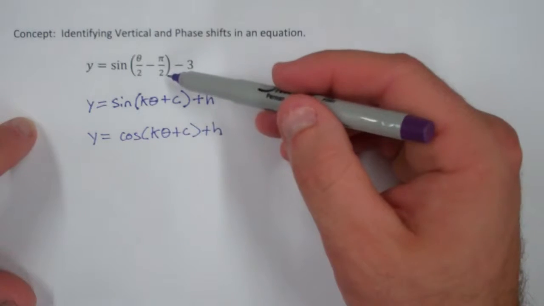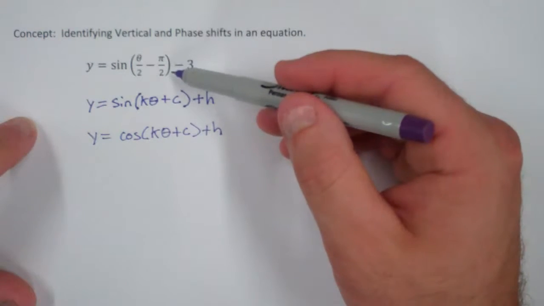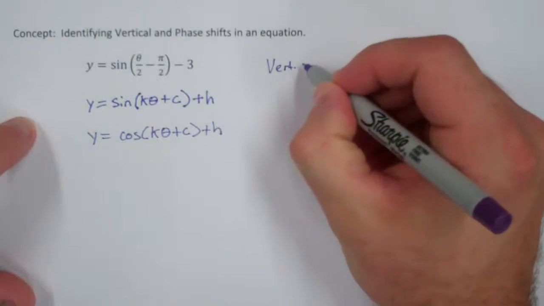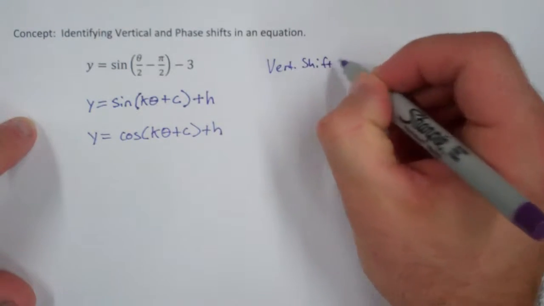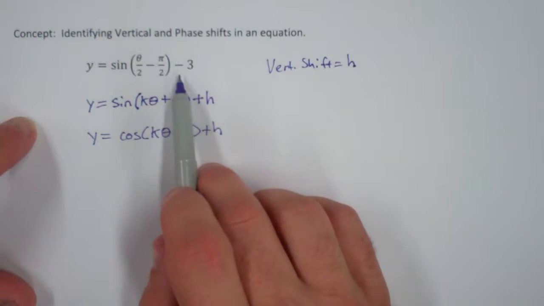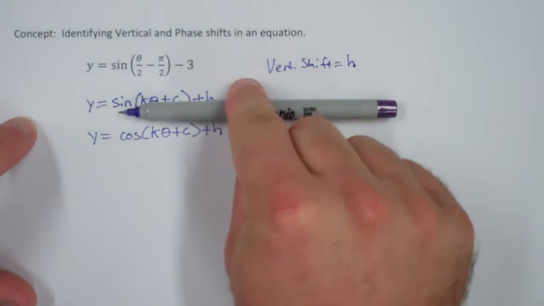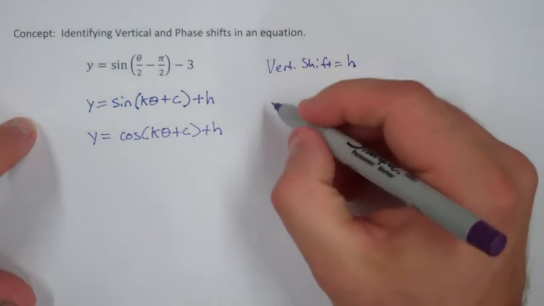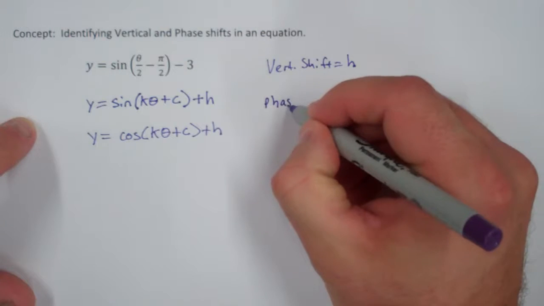So let's take a look at this equation and see what we can figure out. I like to do the vertical shift first. So the vertical shift is just h. This would be a shift down 3. So the midline of the graph would just move down 3. The phase shift is a little trickier.